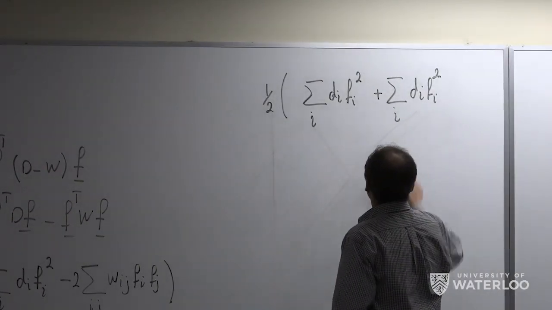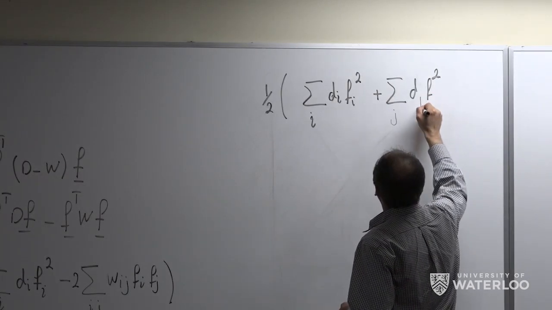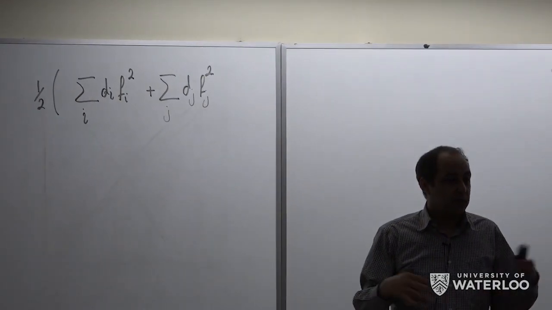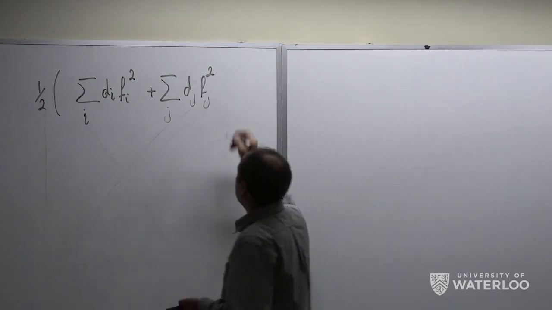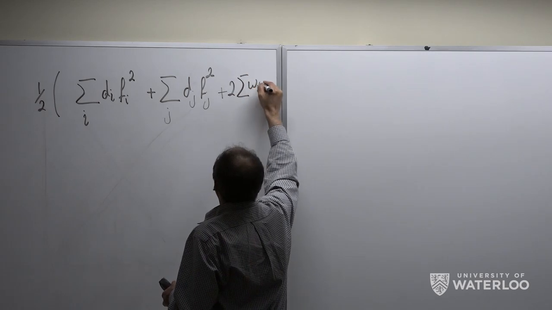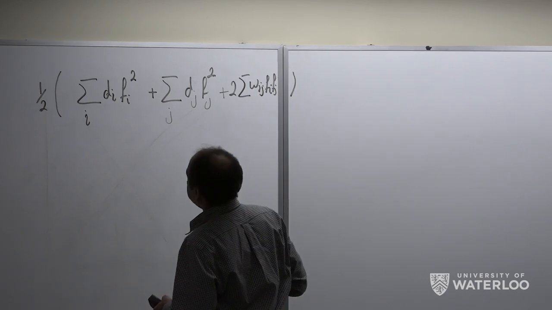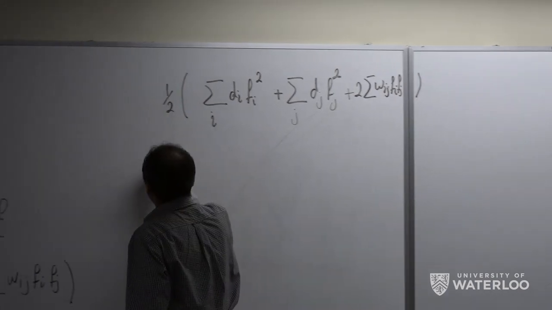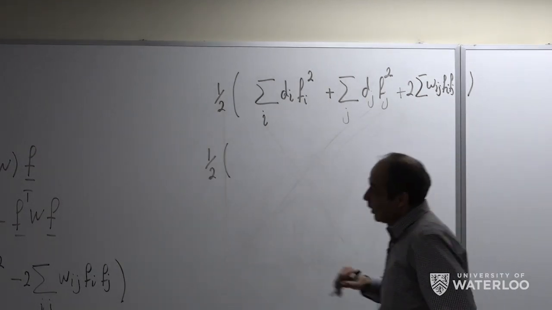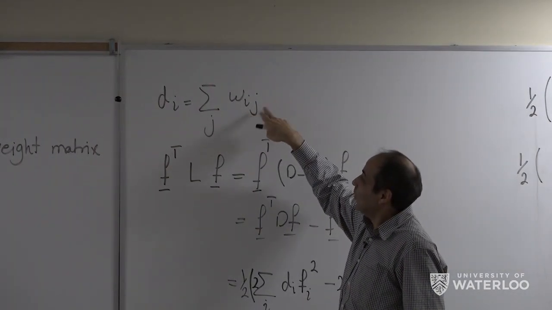Do you mind if I change this i to j? This is just an index, right? i goes from 1 to n, j goes from 1 to n. It makes no difference. And I have this term, which is 2 wij fi fj. Okay. So that's 1/2. Remember the definition of di. di is summation of wij over j.